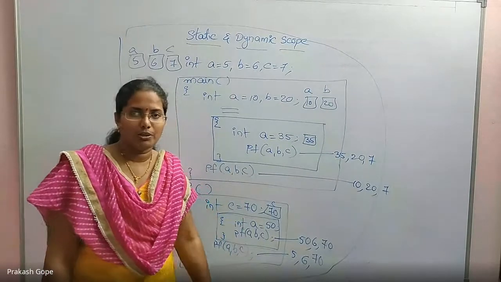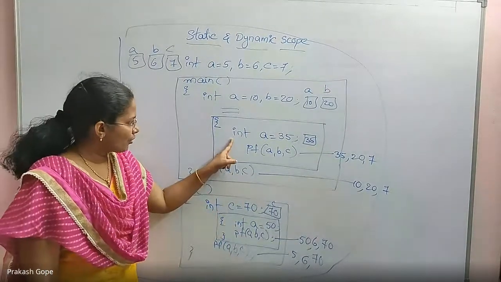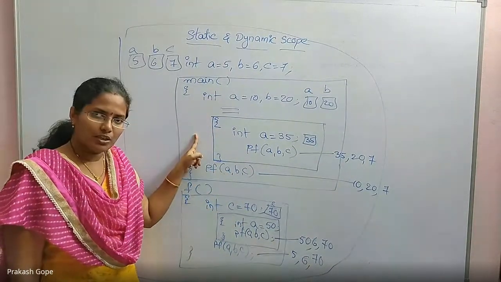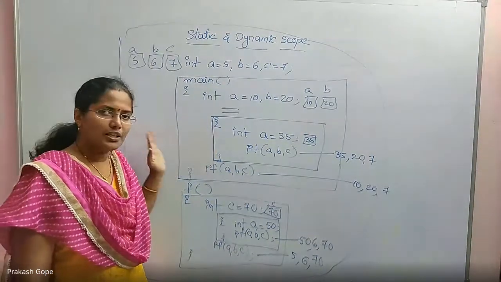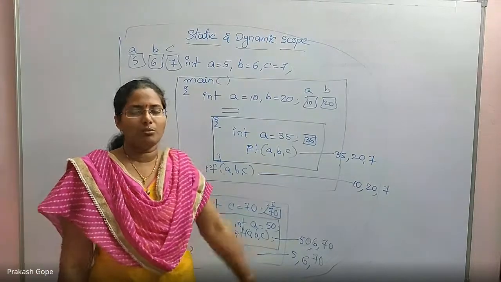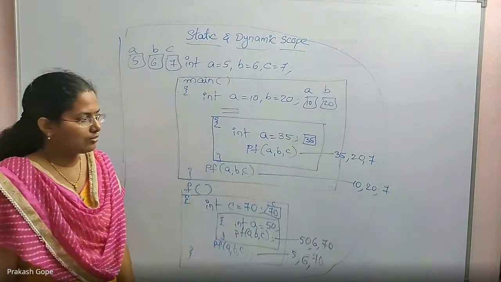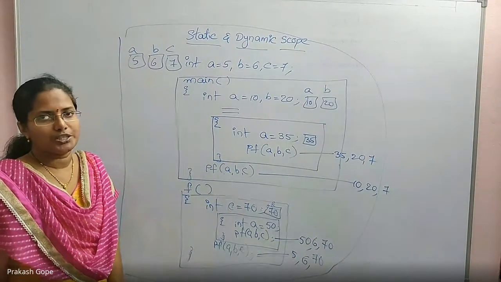This is the right statement. Nearest enclosing block. For this, the nearest enclosing is this one. If it is not present, this one. Whichever is nearest, where that variable is declared, is the variable that we are accessing. That's all. This is the static scope statement.